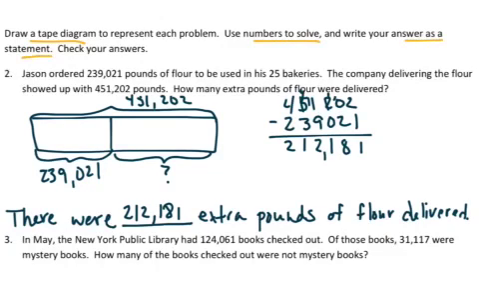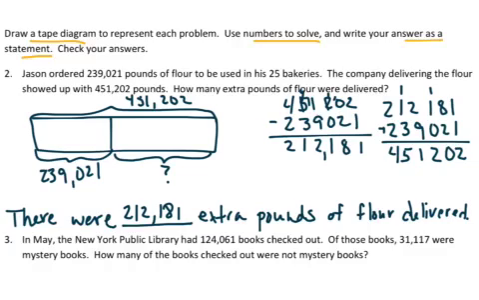Okay. To check our answer, we can go ahead and take what our difference was, 212,181, and add 239,021. Okay, and when we do that, we get 451,202, and so that checks out because this is the same as what we started with, so that checks. Okay, so now let's look at number 3.